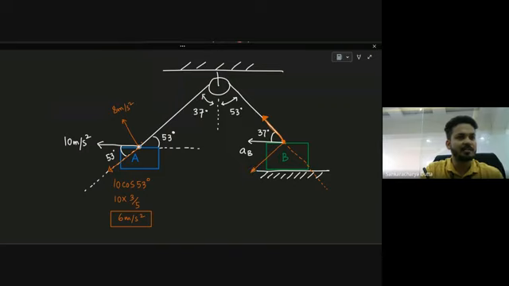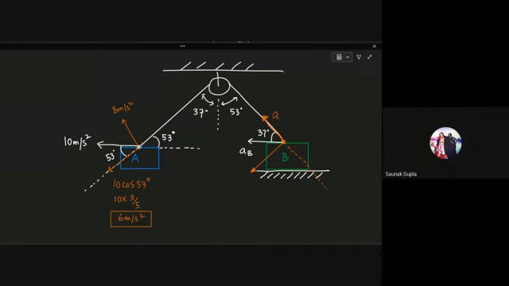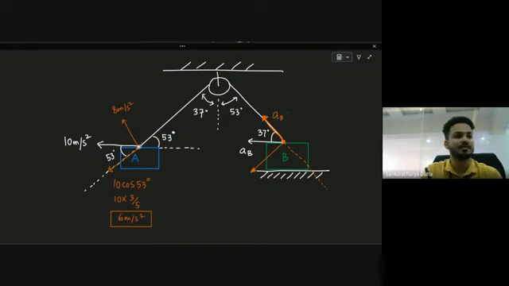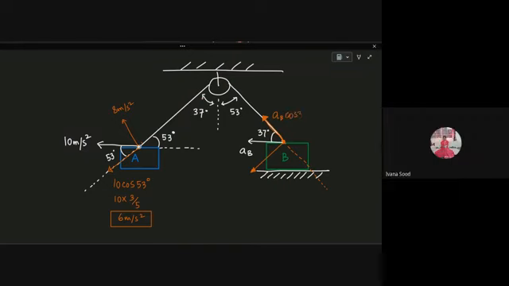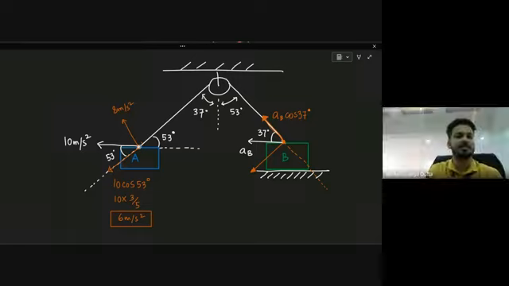Along the string, what will be the component? Please tell me. a_B cos or sin 37? Cos 37. Cos along the string. Cos 37. And this is going to be how much? a_B sin 37. Which of these two components am I worried about? Am I worried about a_B sin 37 or a_B cos 37?